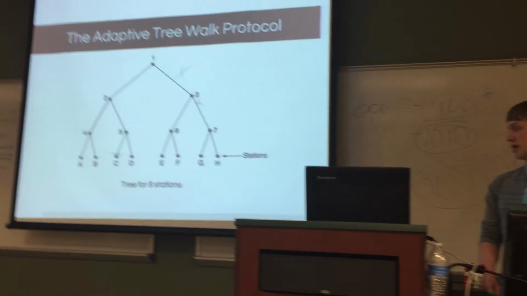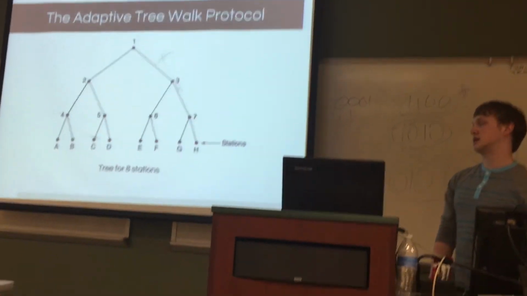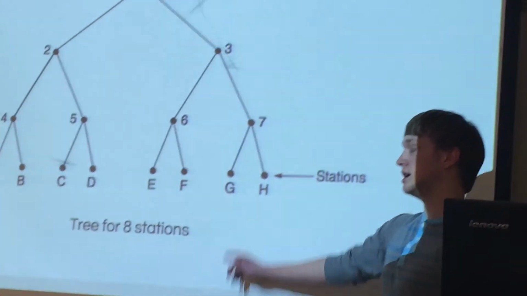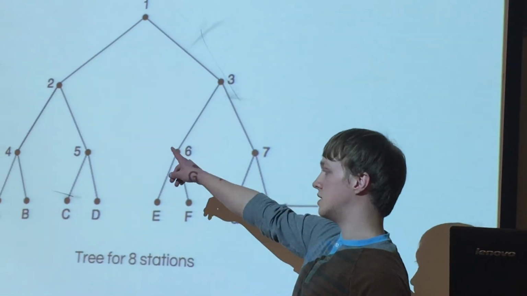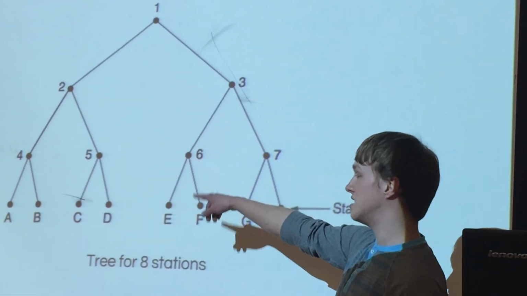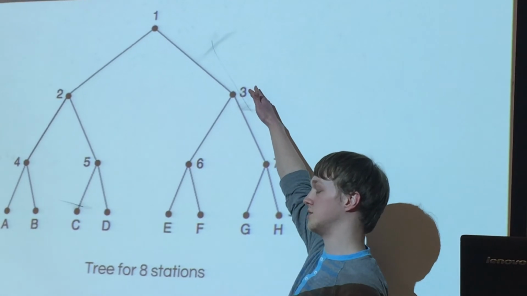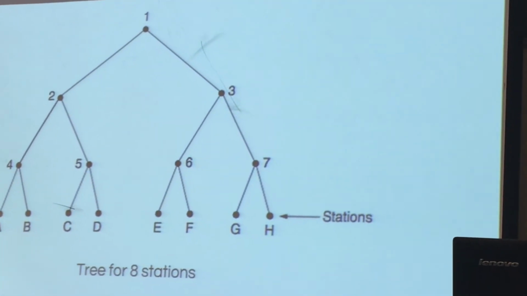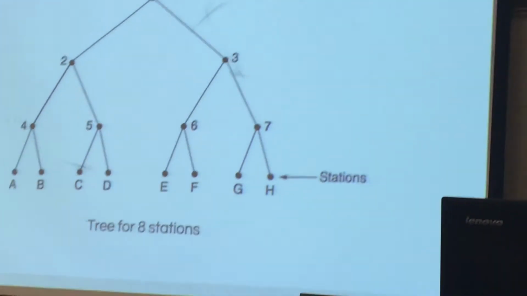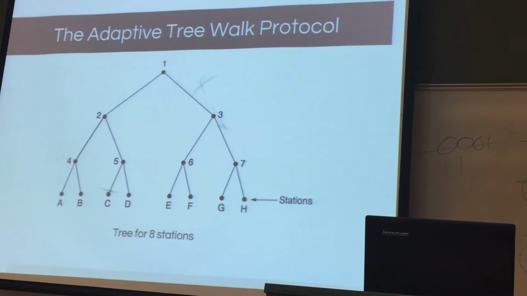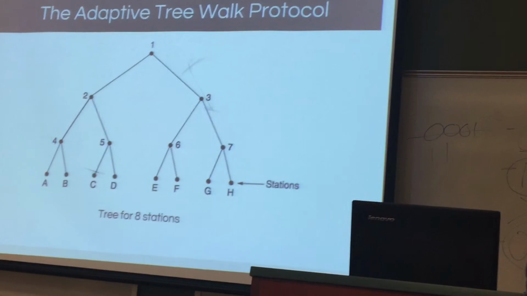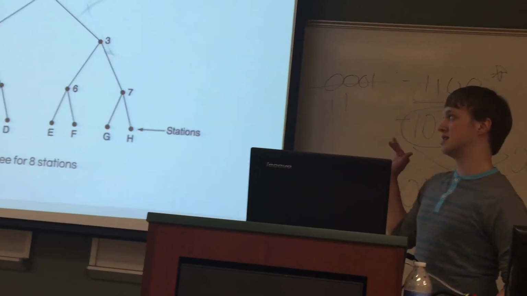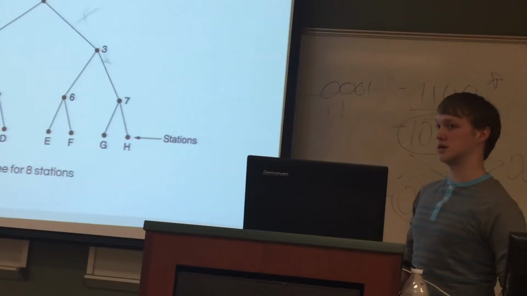The algorithm behind it is a lot more complex. If G and H were the only ones competing, as soon as it goes to 2 and the search under 2 comes up empty, it knows that it has to be under 3, so it skips straight to 6. And it also looks at the number of stations and determines where it needs to start searching the tree. So it doesn't necessarily have to start at 1, it can start lower.